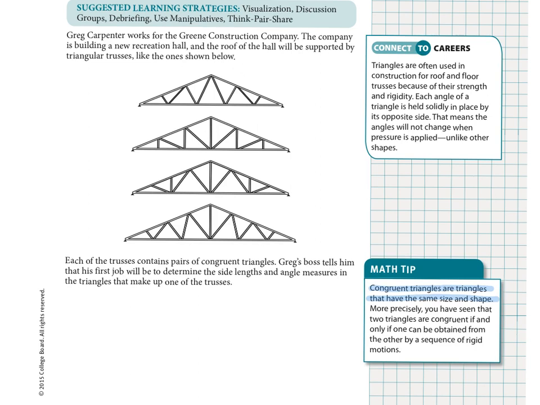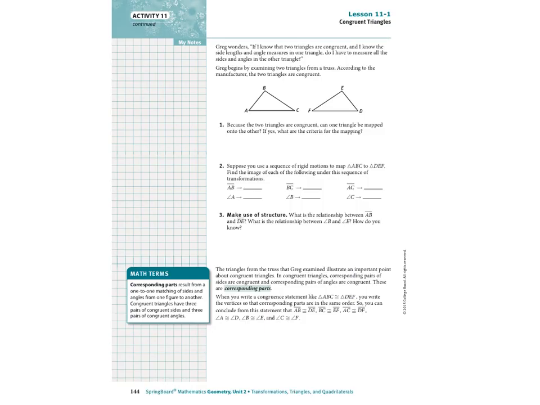Here, more precisely, we've seen that two triangles are congruent if and only if one can be obtained from the other by a sequence of rigid motions. So what we're saying is, if we do a translation, a rotation, or a reflection, we are going to come up with two triangles, the pre-image and the image. Both of those are congruent because they are the same size and shape. Let's go ahead and turn to the next page so we can start applying this idea of congruent triangles.